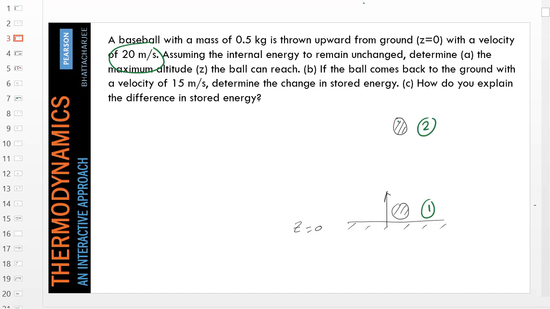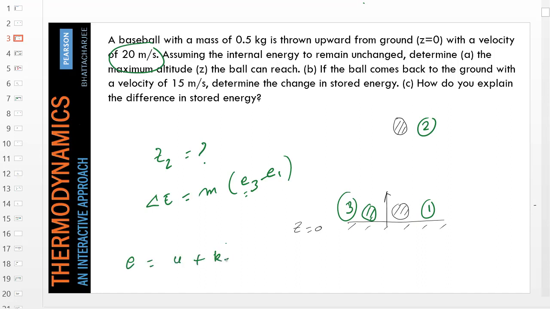At state 2, obviously velocity equals 0, and then it starts falling back and it comes down to the ground, and we'll call it state 3. So the question is, find Z2, what is the height, and then find change in stored energy, which is mass of the ball times E3 minus E1, where E is the specific stored energy. So what is E? It is U plus Ke plus Pe.